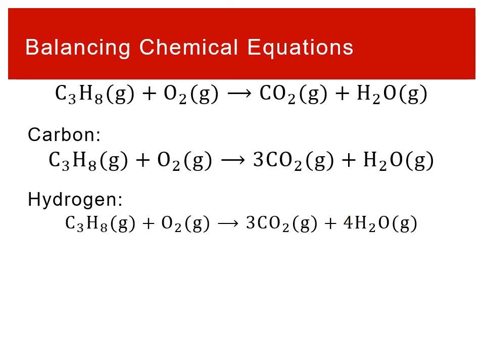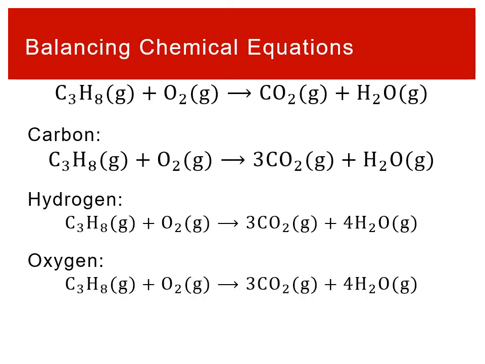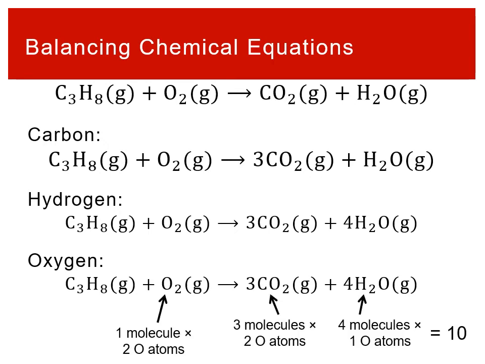Move on to our final atom type, oxygen. So we write out our equation so far. We look for oxygen. And here's where we can start to see why oxygen was worth saving till the end, because of that product side. I got 3 molecules times 2 oxygen atoms, 4 molecules times the 1 oxygen atom. We can see that's pretty complicated in terms of all the places. There's just a lot of oxygen in the 2 different compounds.